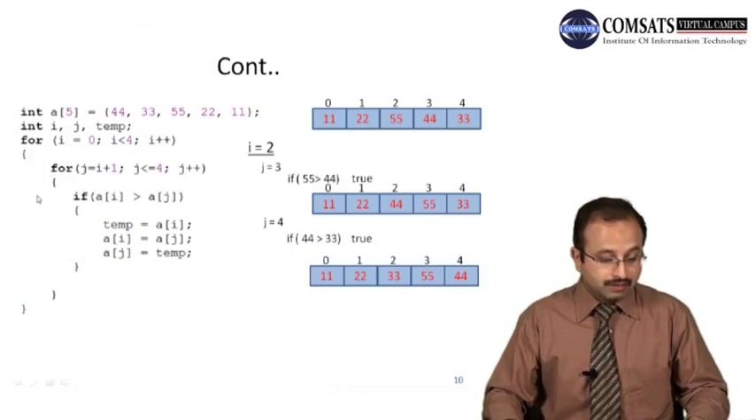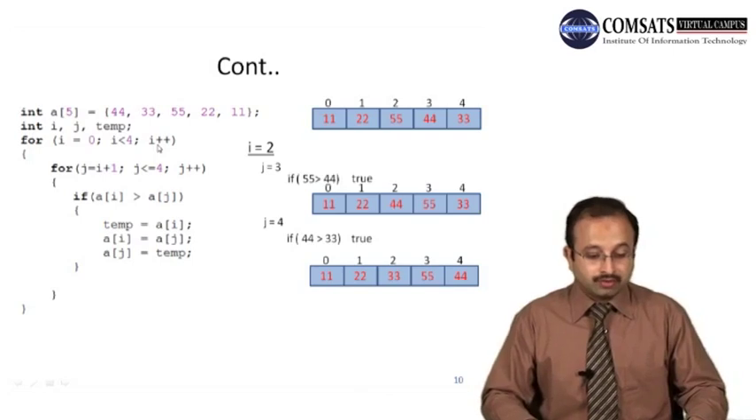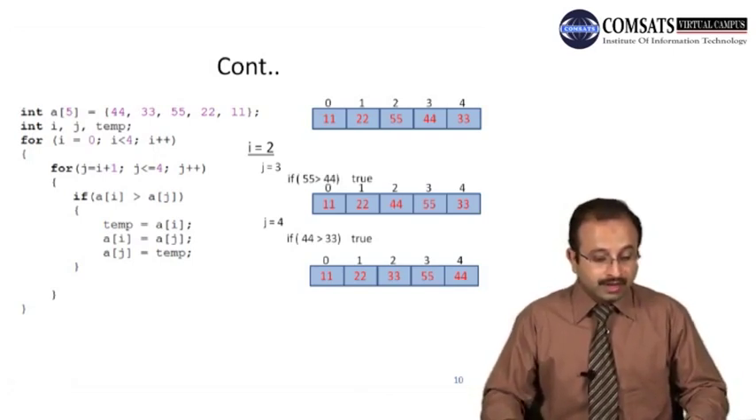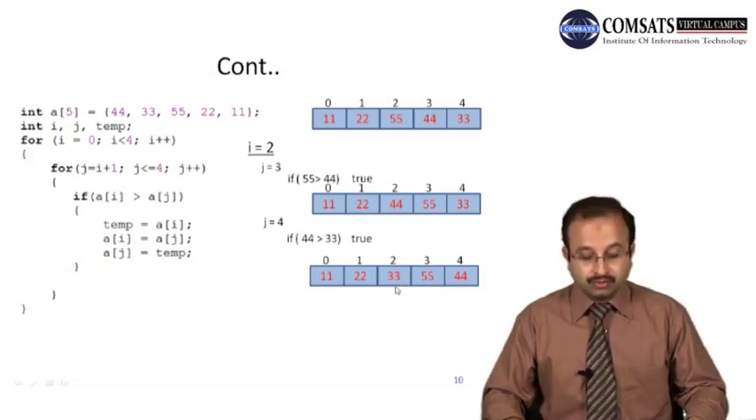It comes outside the inner for loop and increments the counter of the outer loop, and the value of i becomes 3. Now at the end, this is the third iteration of the outer loop. So at the end of the third iteration, the third element in the array is sorted. So that element is already sorted. Okay?